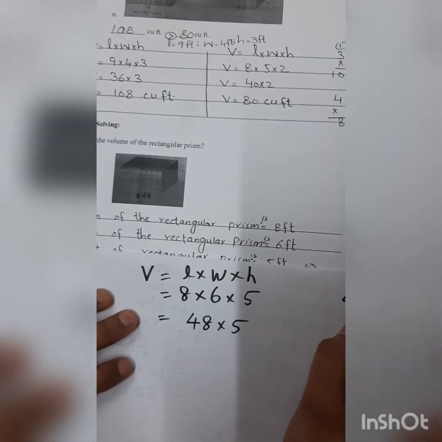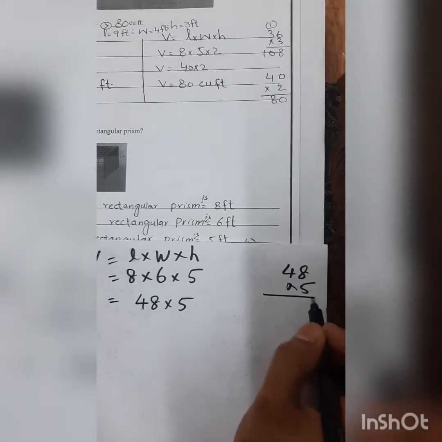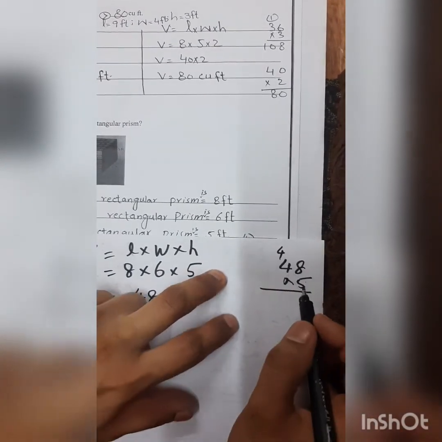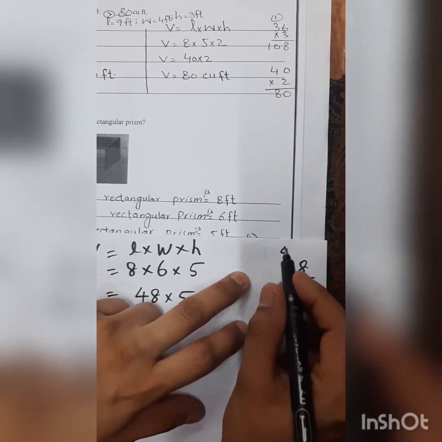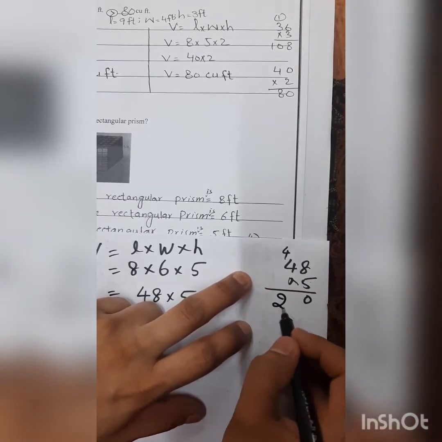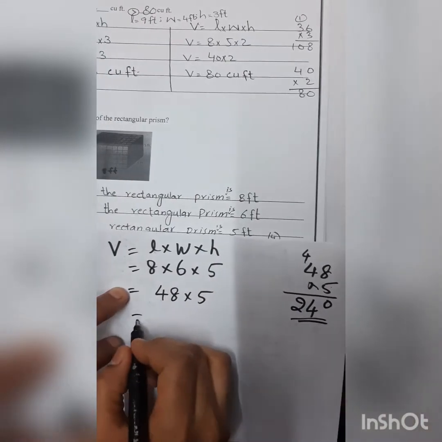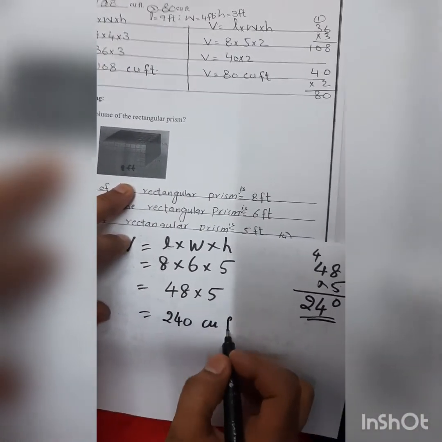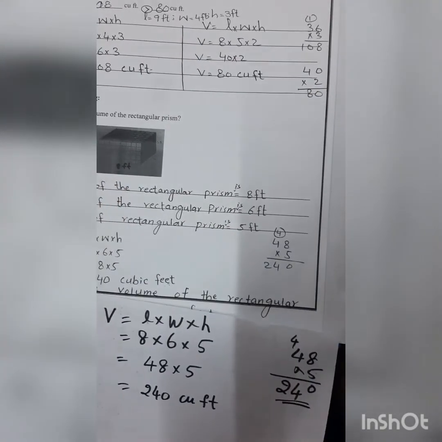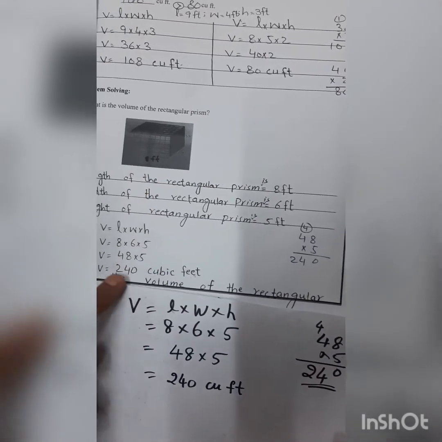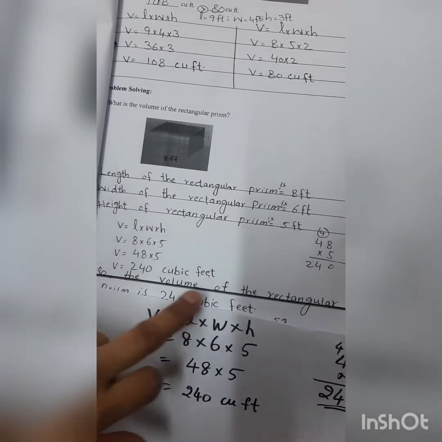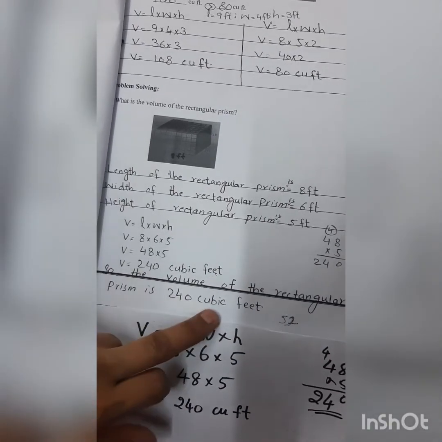When you multiply 48 times 5, 8 times 5 is 40, write 0 carry 4. 5 times 4 will be 20, 21, 22, 23, 24. So I got 240. So what will be the units? 240 cubic feet. So look over here. When we multiplied, we got the volume. So we write the conclusion part: the volume of the rectangular prism is 240 cubic feet.